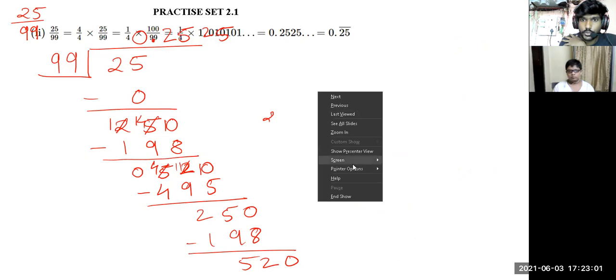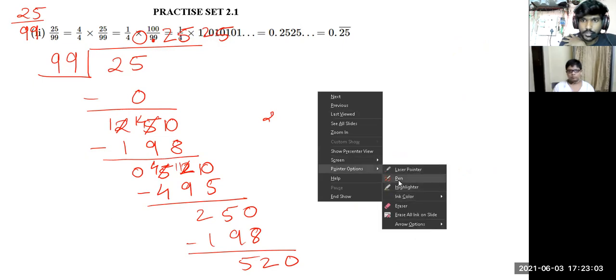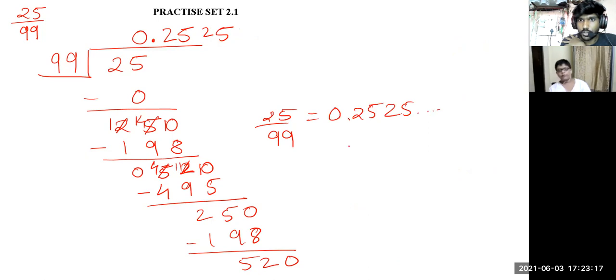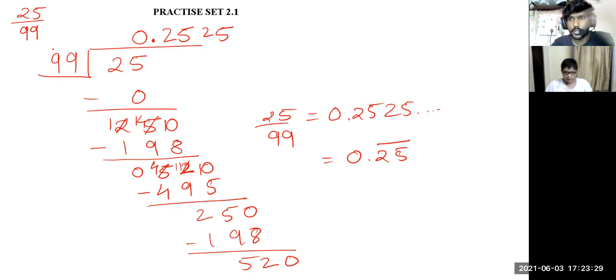Okay. So 25 upon 99 is equal to 0.2525..., which can be written as 0.25 recurring. Is this clear? Yes, sir. If it is not possible to make the denominator a multiple of 10, 100 and so on, you do the normal long division method.